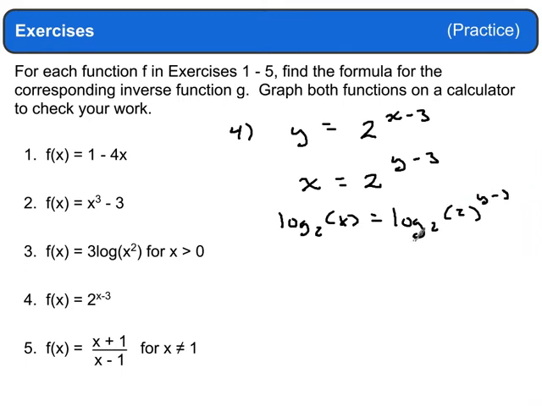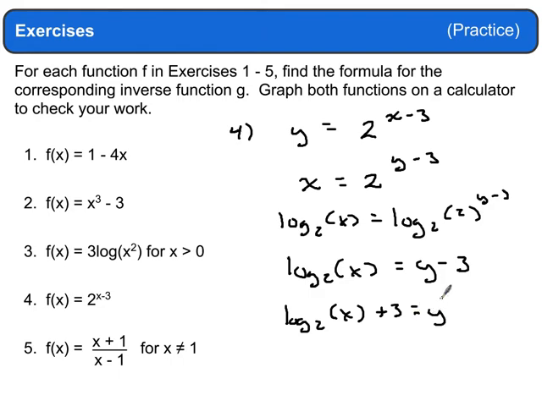We do that so this cancels out. So now we have log base 2 of x equals y minus 3, and we'll add 3 to the other side. And this would be our inverse function for number 4.